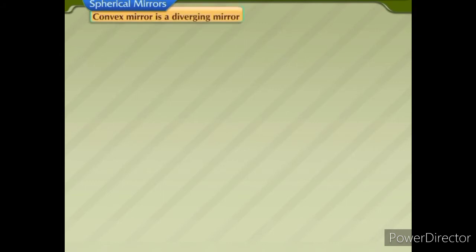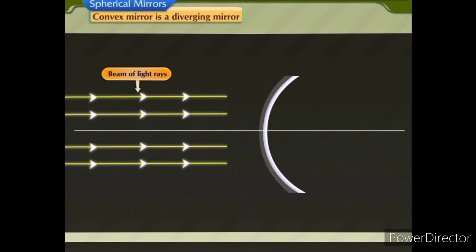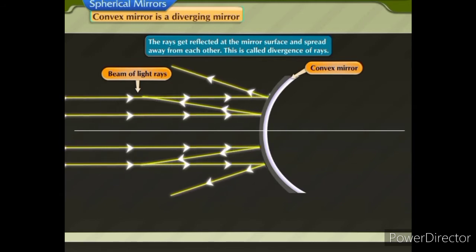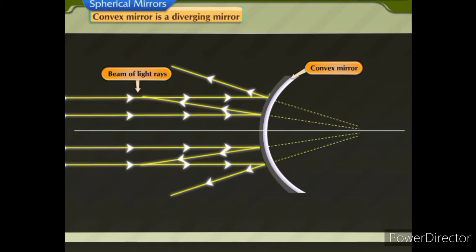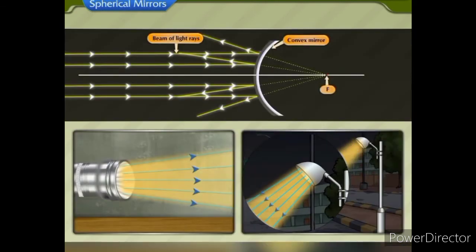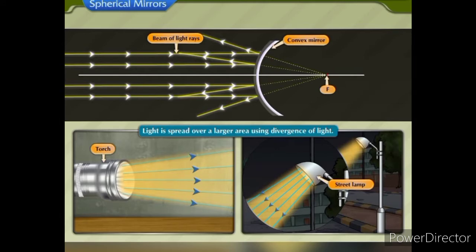Convex mirror is a diverging mirror. Let us consider a beam of light rays falling on a convex mirror. The rays get reflected at the mirror surface and spread away from each other. This is called divergence of rays. When the rays are extended backwards, they appear to come from a point. This point is on the principal axis and is called the principal focus of the convex mirror, denoted as F. When we want to spread light from a source, a diverging beam is used. For example, in torches and street lamps, light is spread over a larger area using divergence of light.